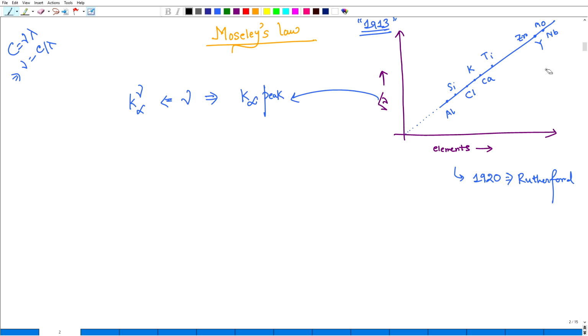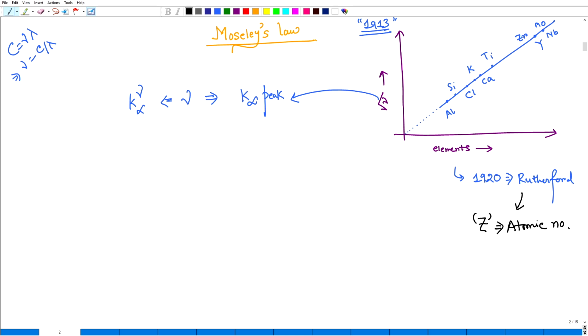He identified that nu depends on that quantity, which is Z. What is Z? Z is the atomic number. When you pass from one element to another, Z increases, and the frequency of the k alpha peak also increases. The relation between the frequency of the k alpha peak and Z is that root nu is proportional to Z, the atomic number.